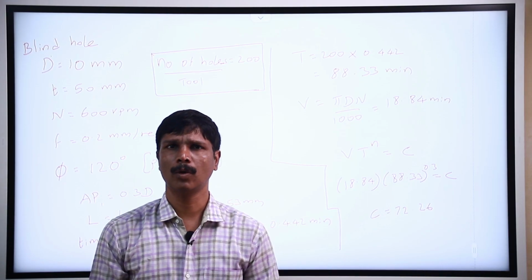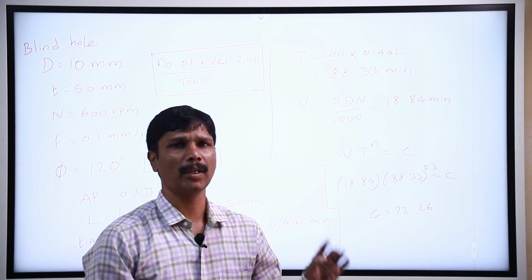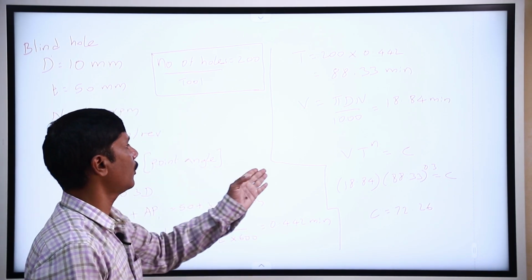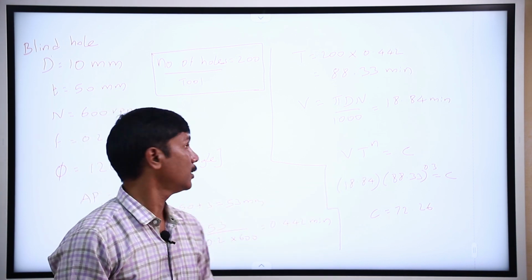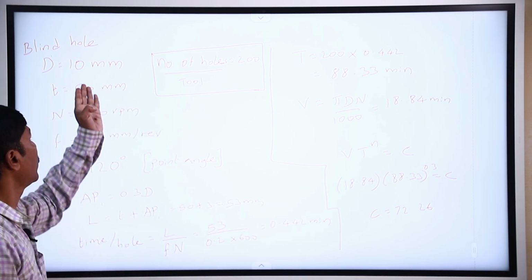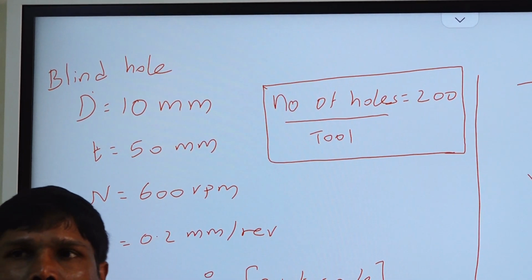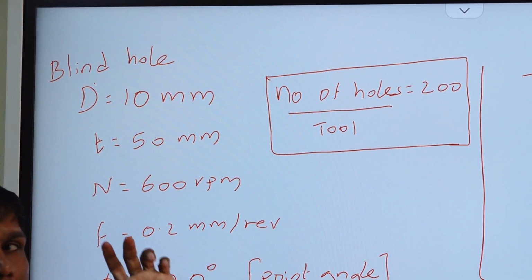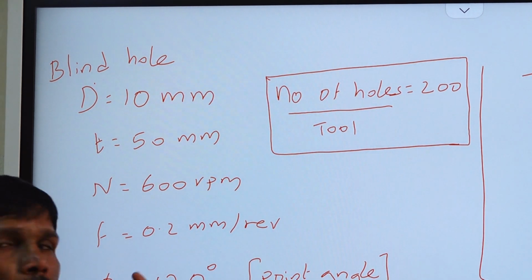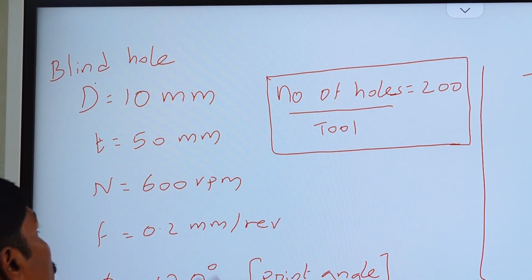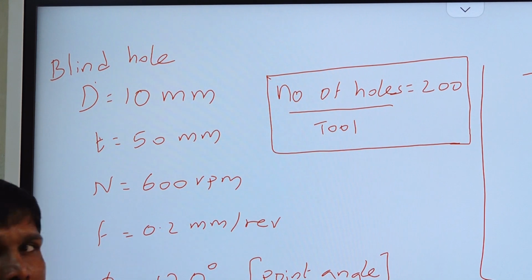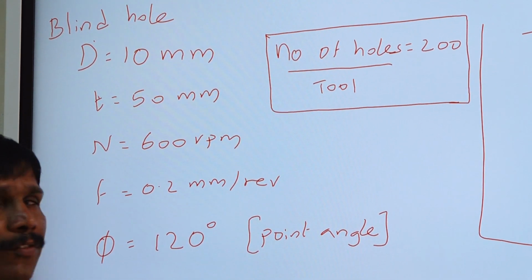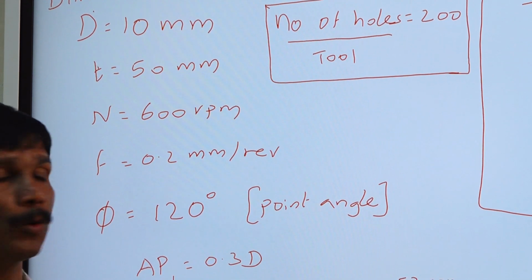We are going to solve one problem related to the Taylor tool life equation. We know that V t power n equal to constant. This is a drilling problem. The diameter of the hole is given and the depth to be cut in the hole is given. It is 50 mm, the diameter of the hole is 10 mm, and the revolution speed is 600 rpm and the feed is 0.2 mm per revolution.